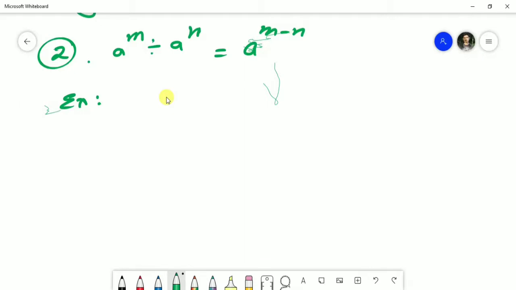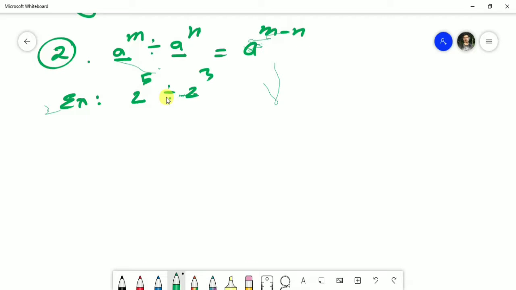For example, a power m means just take it as 2 power 5 divided by 2 power 3. You see, these two are the same, because in the law this must be the same. If they are different, then we have to apply a different law. But here both are the same, so we take both as the same number. A represents 2. You can take any number, 3, 4, 5, 6, it's up to you. I told you non-zero integer means you can take any integer.